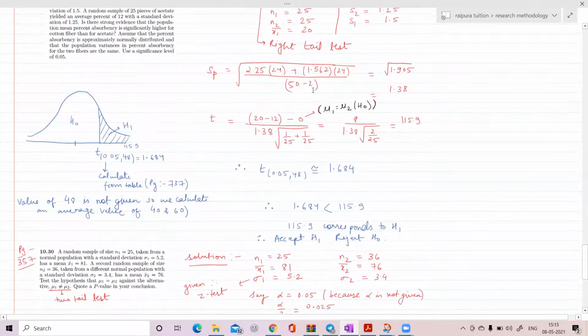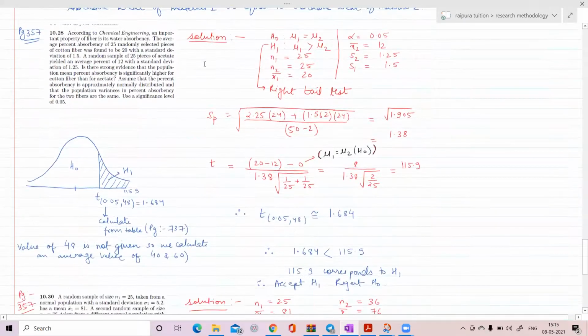Now here is another example, page number 357, 10.28. Here also we calculated the value of t, and then we have to find the value of t for alpha 0.05 and degrees of freedom 48.